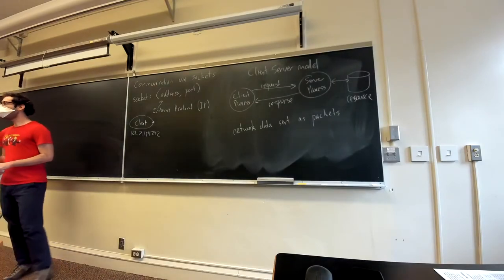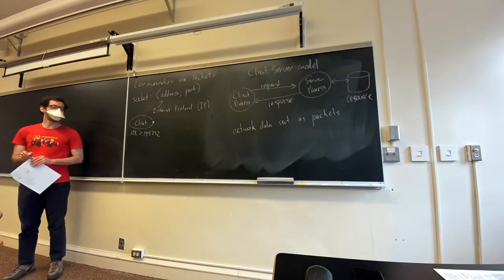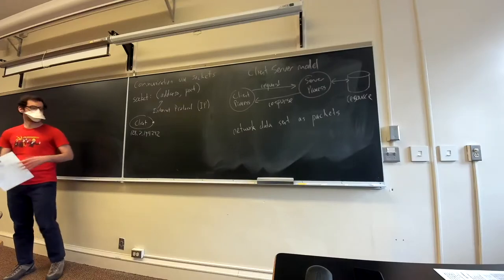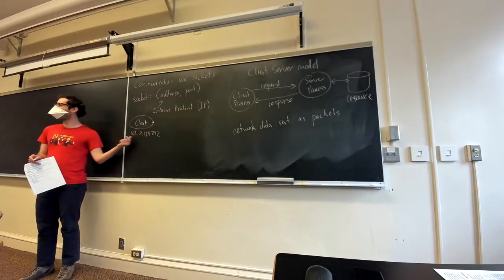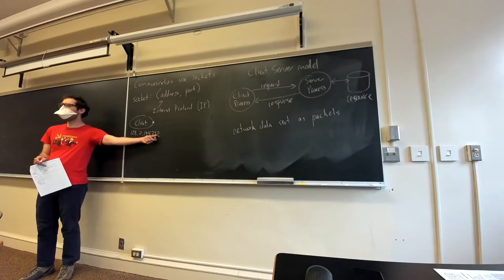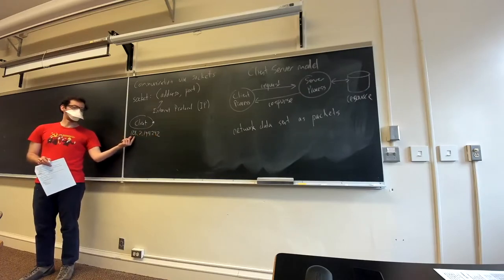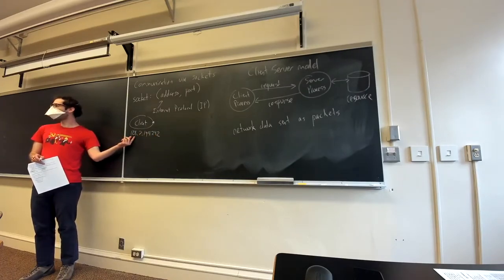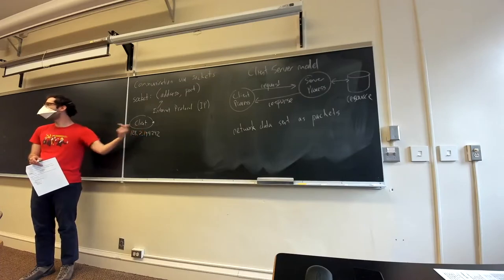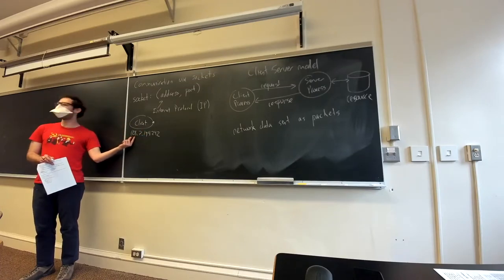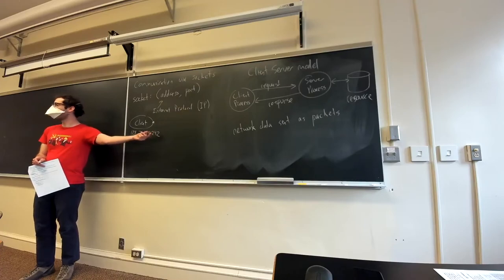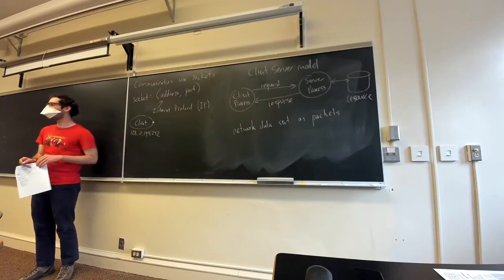Sorry? It is 8 bits, so each of these is 1 byte. So we have a 4 byte address, and it's often written, just to make it human readable, as these 4 decimal numbers separated by dots, each one being 1 of the bytes. You could write it in hex, but decimal is more readable.